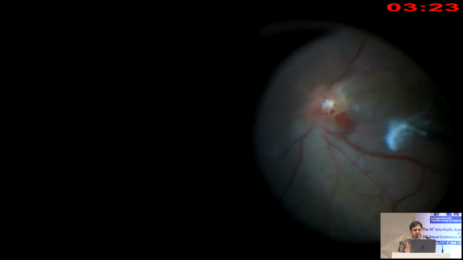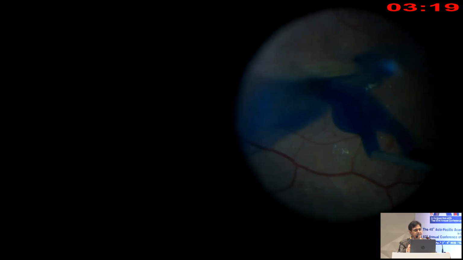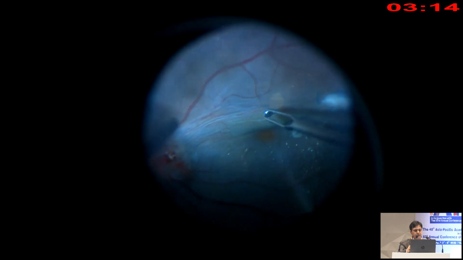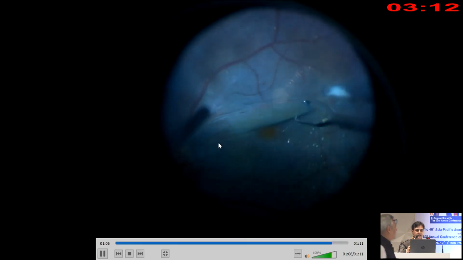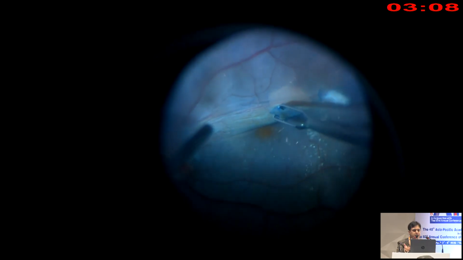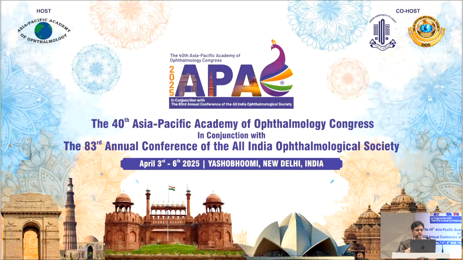Although it's not necessary to remove the whole of these membranes because it can lead to a bout of bleeding, once the traction is relieved, you can just leave those fibrovascular fronts there. Similarly, you can see now there are retinal folds, but the traction has been relieved. I did ILM peeling also in this case, and I'll just show you the further results.